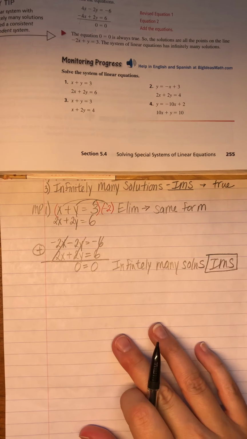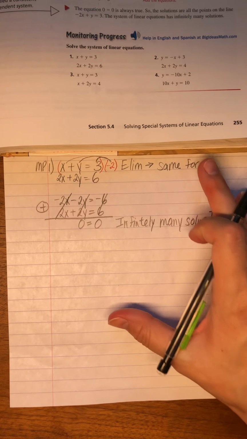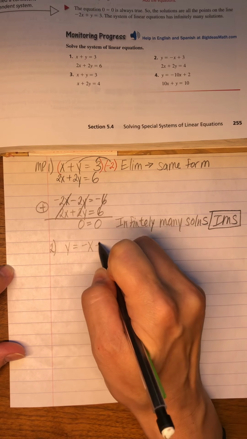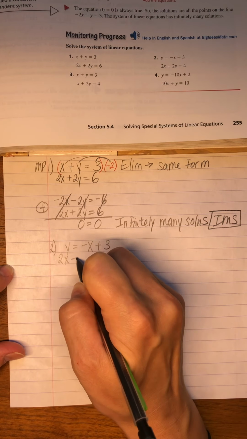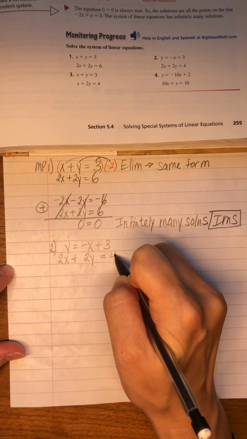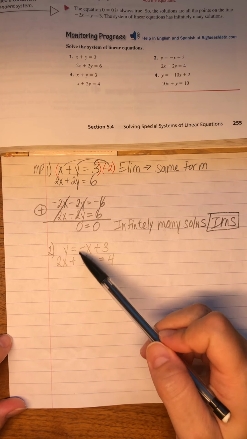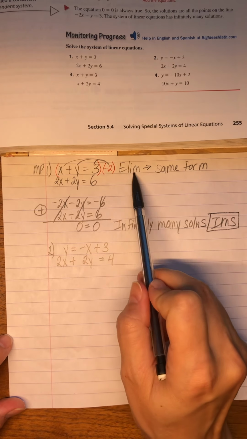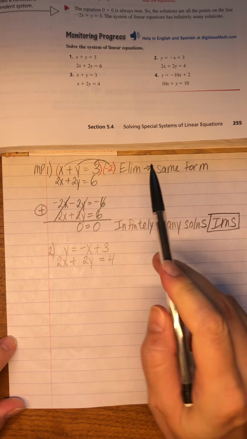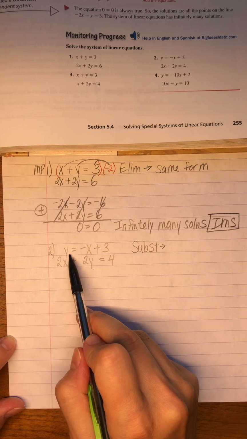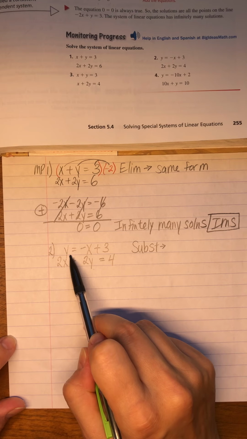Okay, let's take a look at one more. We're going to do monitoring progress number 2. y equals -x plus 3 and 2x plus 2y equals 4. Okay, let's decide how we're going to solve this. So I think I'm going to choose substitution to solve this one. These equations are not in the same form, so it would not be easy for me to choose elimination. Substitution is definitely the best way to go for this one because this first equation is equal to a variable.